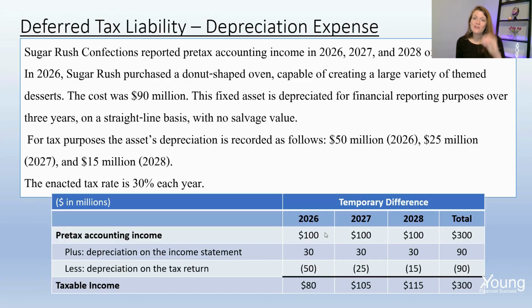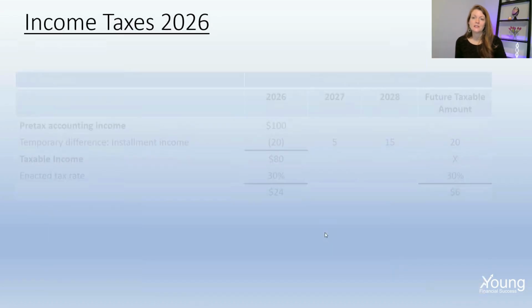So either way, they depreciated all 90 million in 3 years, but they did it straight line for their book, and they did it in an accelerated method for taxes. So this is going to create a deferred tax liability. They got a benefit in 2026, but then they had to pay more in 27 and 28.